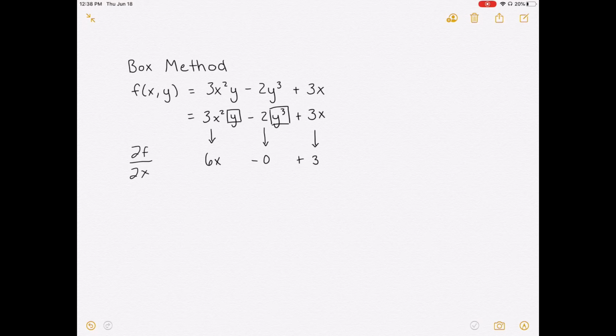Each of the arrows is where we've taken the derivative. So the derivative of 3x squared is 6x, the derivative of 2 is 0, and the derivative of 3x is just 3. Notice that we've kept the addition and subtraction signs exactly the same as before.